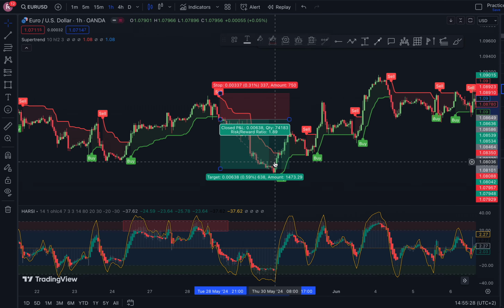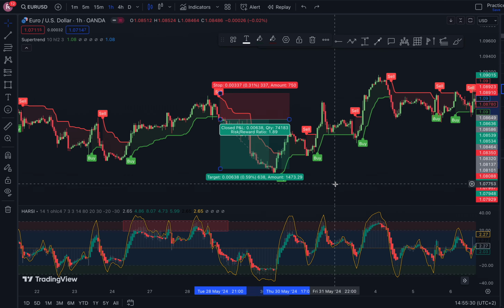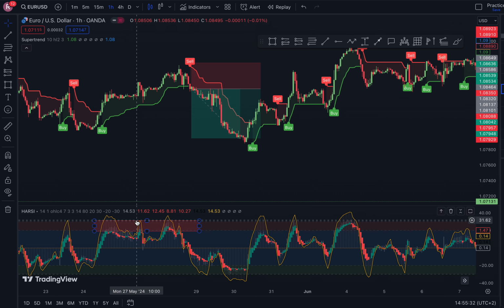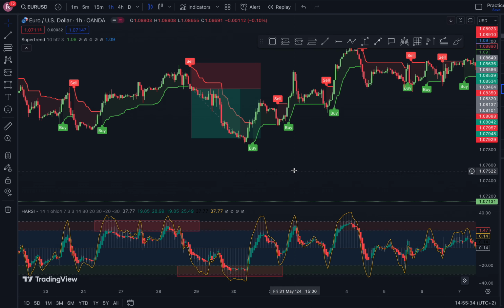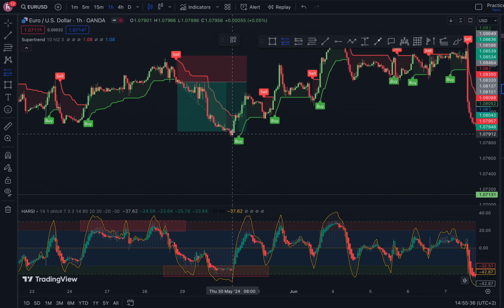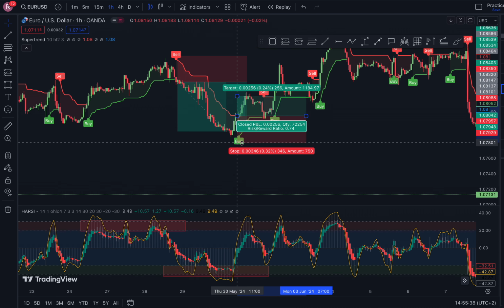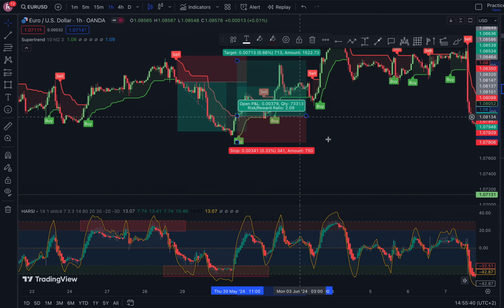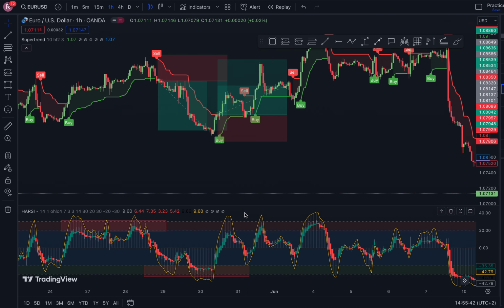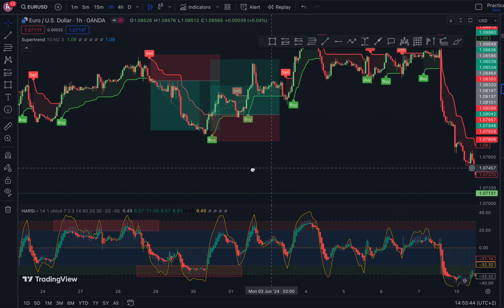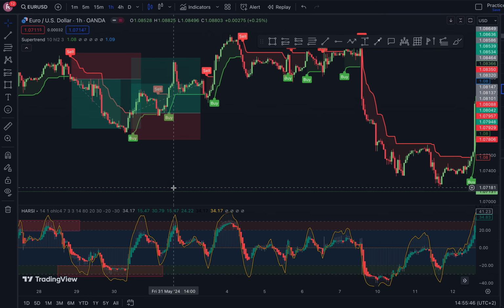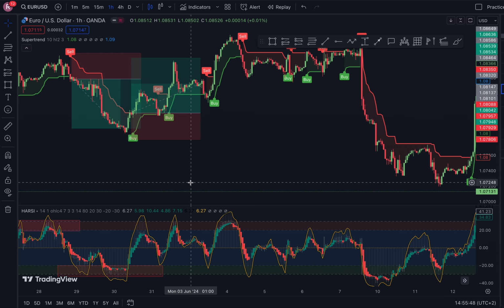Let's keep going. As you can see, we eventually were oversold right here, and we had a nice signal there as well. Keep going. Let's keep going. As you can see, we were not oversold here. Overbought, didn't get a signal.